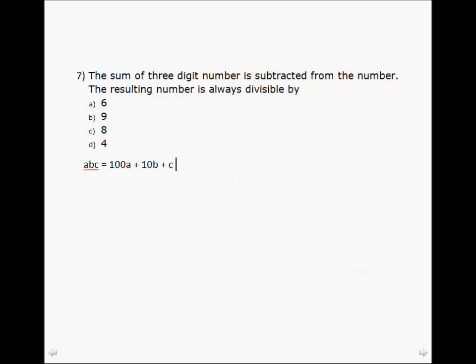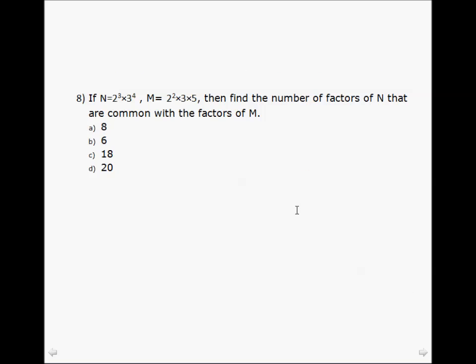So from this number a number is subtracted, which is the sum of these digits. So what is subtracted is A plus B plus C. We have been asked that this should always be divisible by what? Let's simplify this. We will get 99A plus 9B, which can be written, as 9 is common, as 9 times 11A plus B. So as we can see, this is always divisible by 9, so 9 would be our answer. Very simple, but very much expected in our CSAT exam.